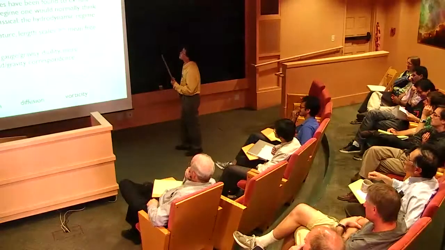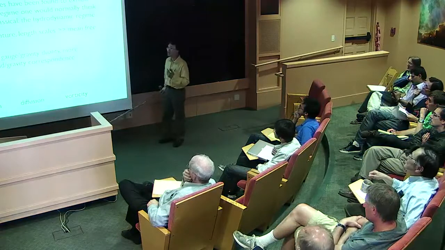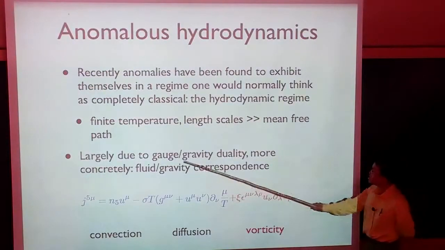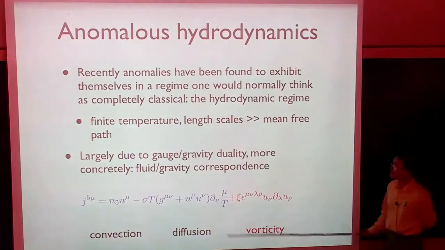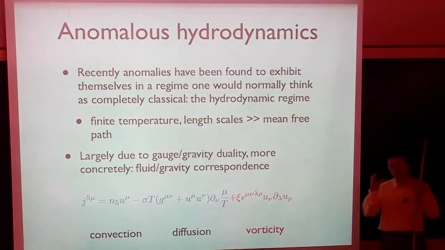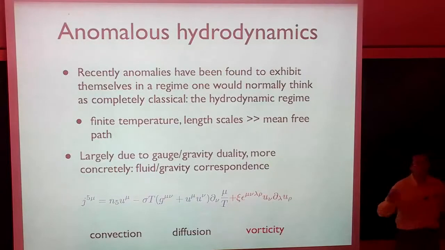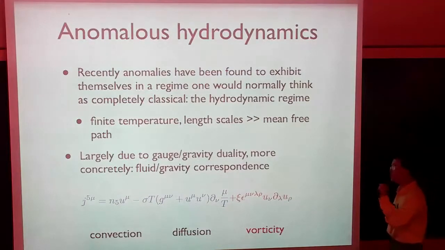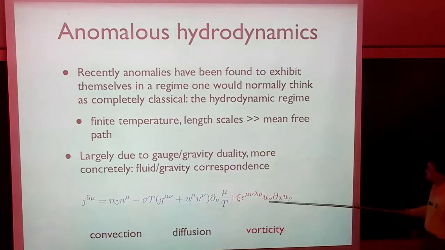But we now know that if the fluid has triangle anomalies, then we can see the effect of the anomaly in hydrodynamics. And it was first seen in the context of gauge gravity duality, or more precisely in the context of the fluid gravity correspondence, where you put a strongly interacting fluid in correspondence with a black hole with some fields in the background of the black hole. So the final result for the hydrodynamics of such a system, where the original constituent particles have helicity, looks like this. If I write down the formula, let me explain it.